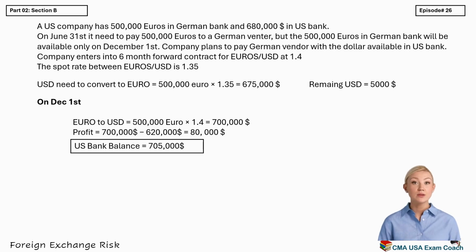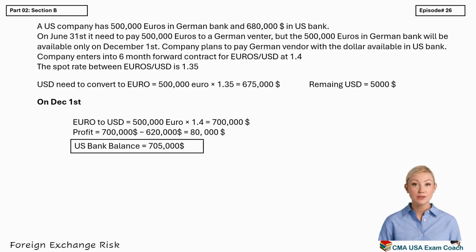Step 5. Final U.S. bank balance. Now let's calculate the final balance in the U.S. bank account. The company had $5,000 remaining after the initial payment. Now it adds the $700,000 received from the forward contract. So the final U.S.